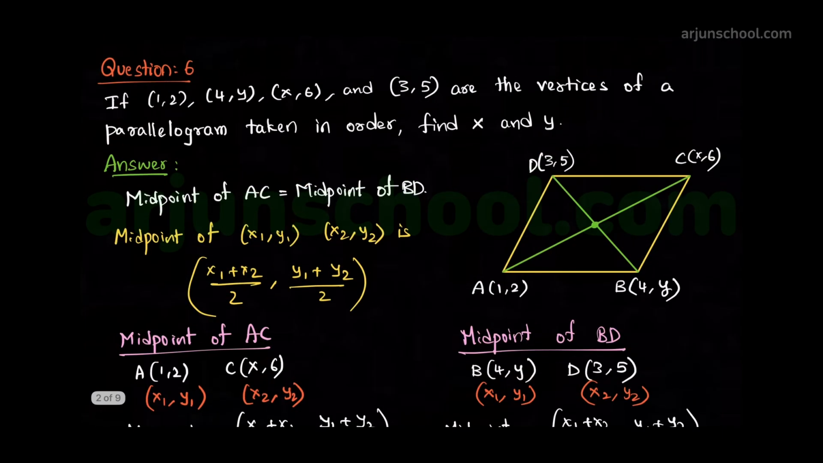Answering the given question: if (1, 2), (4, y), (x, 6) and (3, 5) are the vertices of a parallelogram taken in order, find x and y. Answer: x is equal to 6 and y is equal to 3.